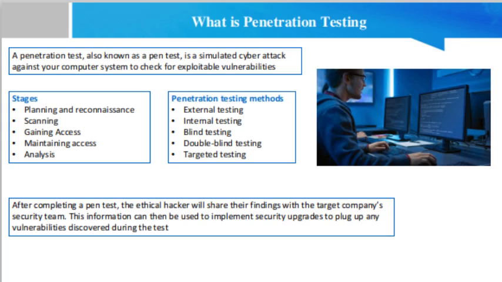Penetration testing stages. The pen testing process can be broken down into 5 major stages. Planning and reconnaissance: the first stage involves defining the scope and goals of a test, including the systems to be addressed and the testing methods to be used.